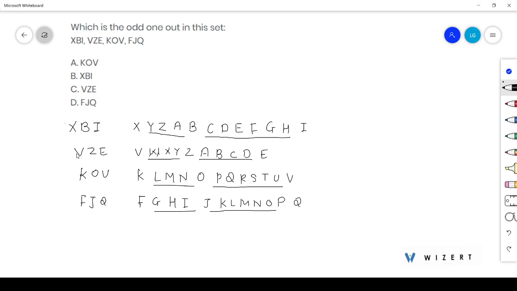Only the second one is different. Between the first and second letters, 3 letters are there, but in between the second and third letter, only 4 letters are there. That should be 6 letters. So the odd one out is the second one, VZE. So our correct option is option C.